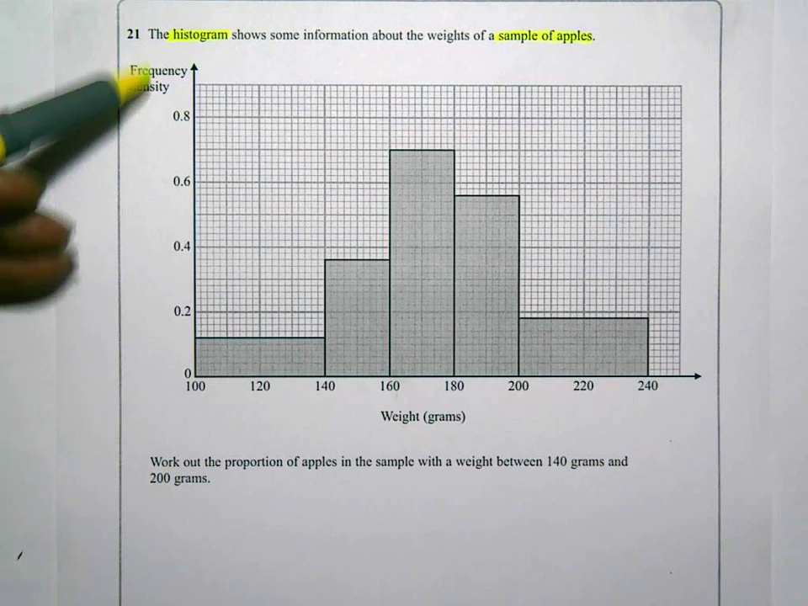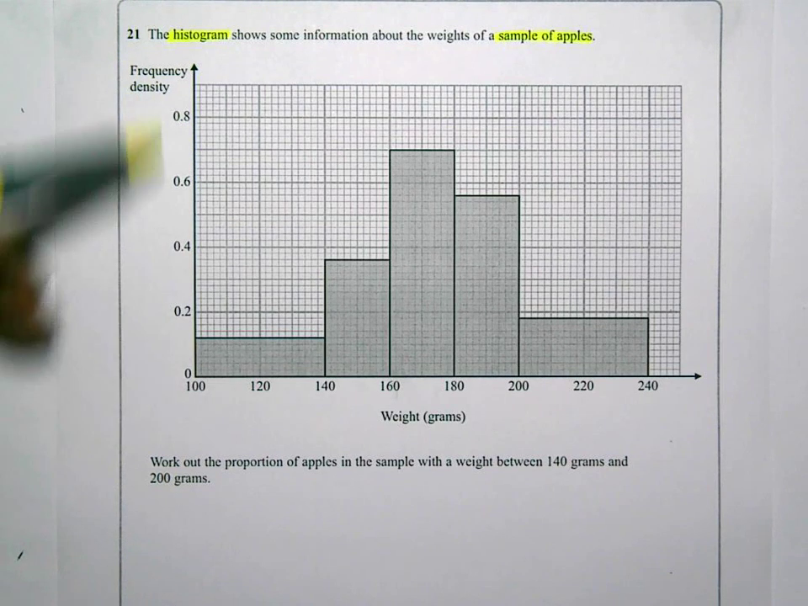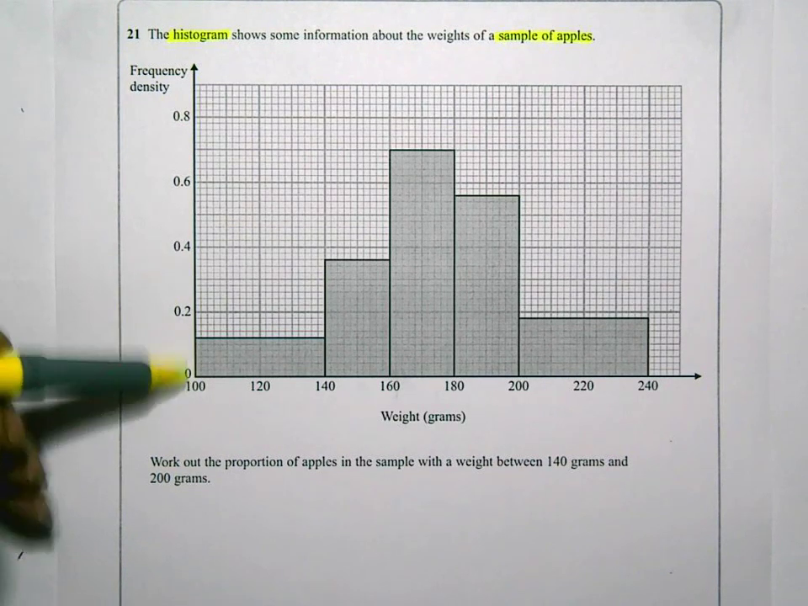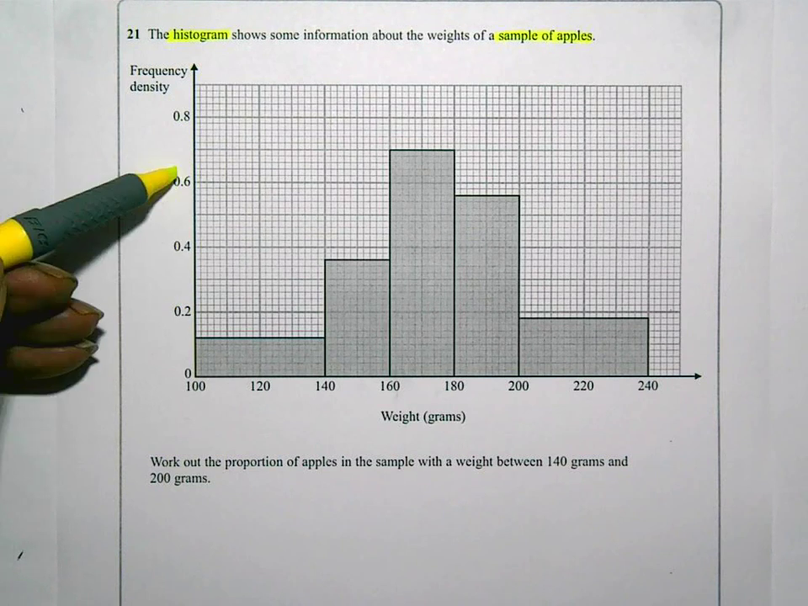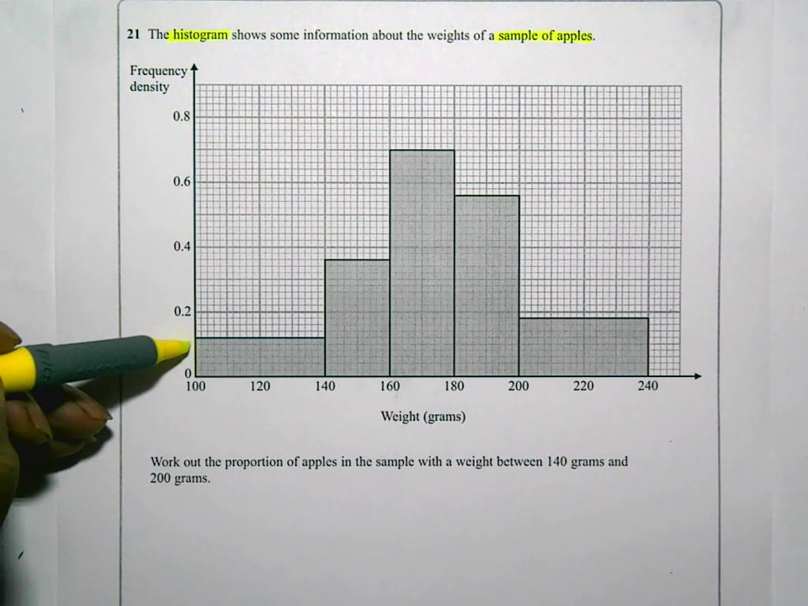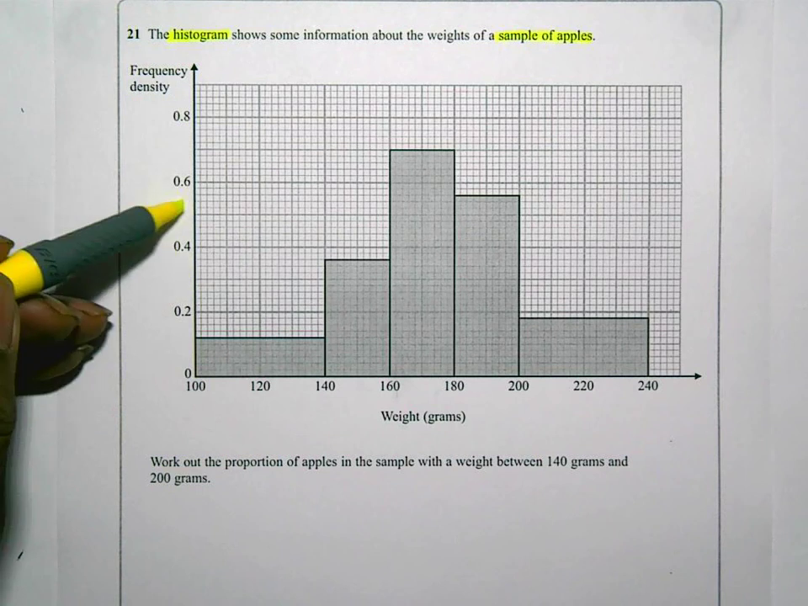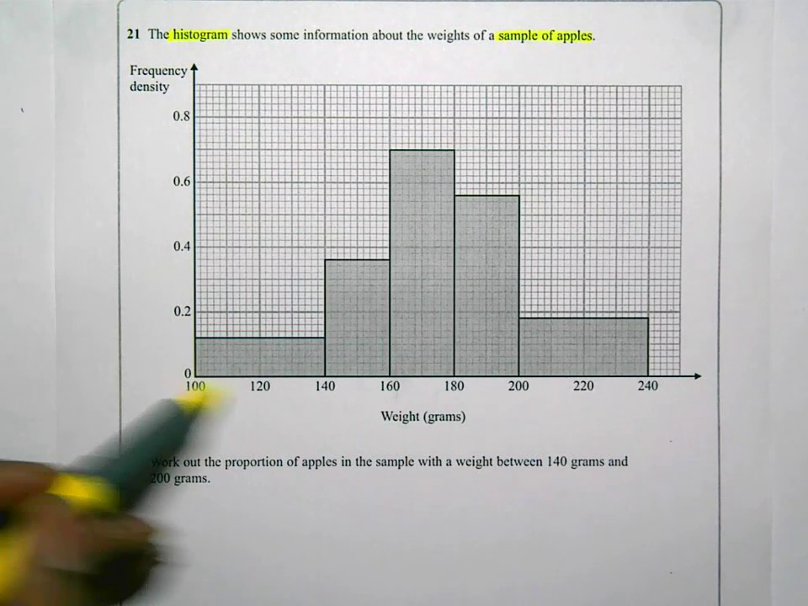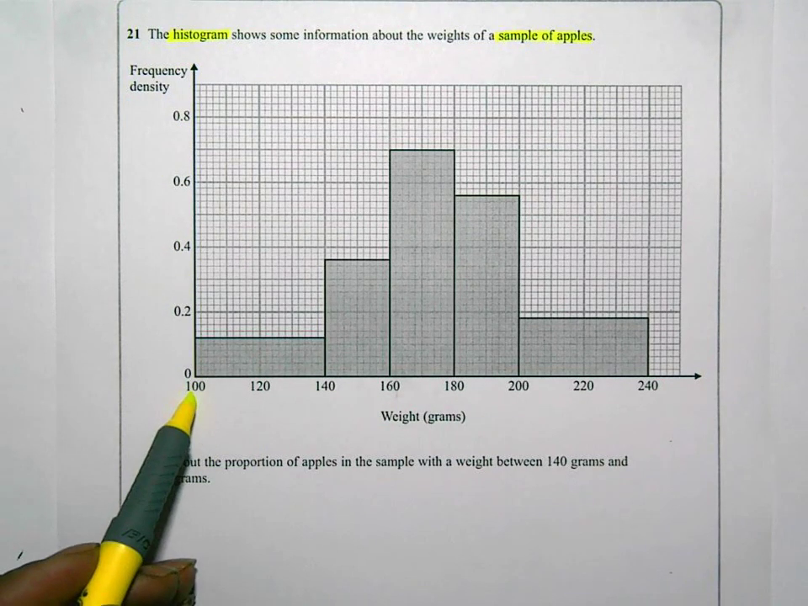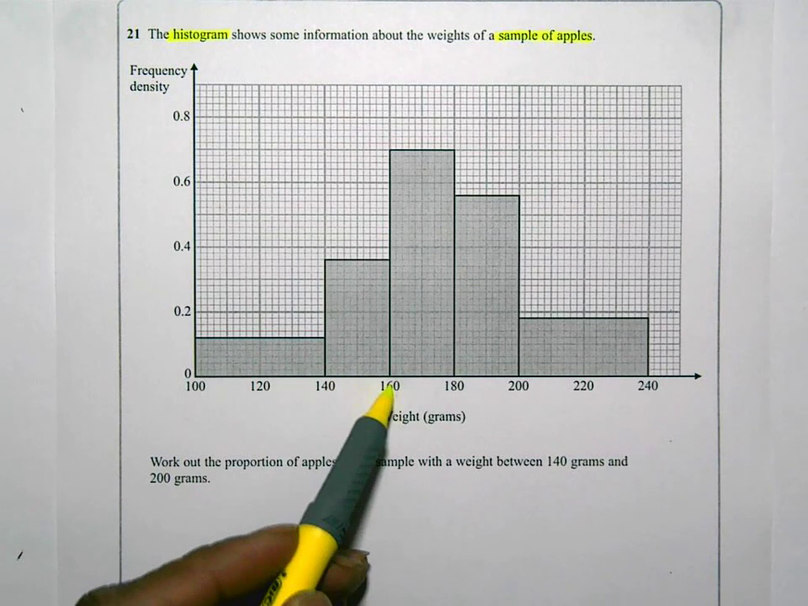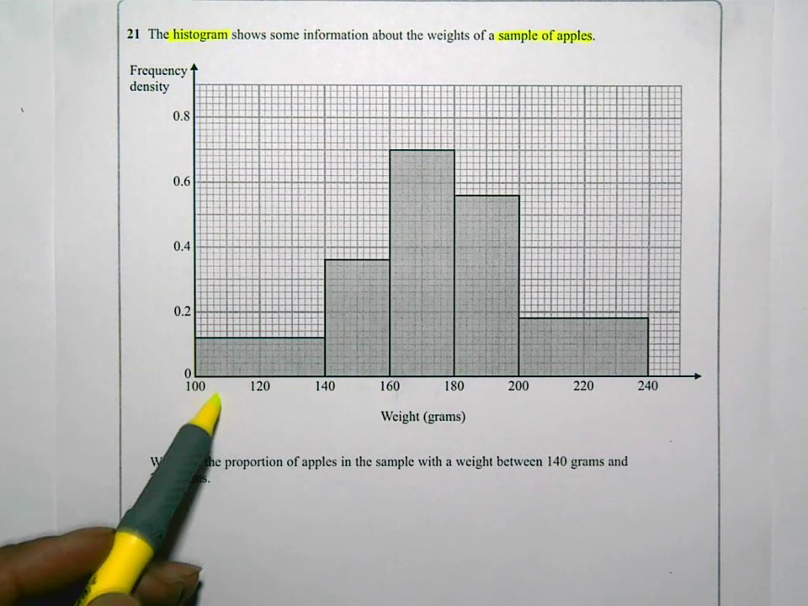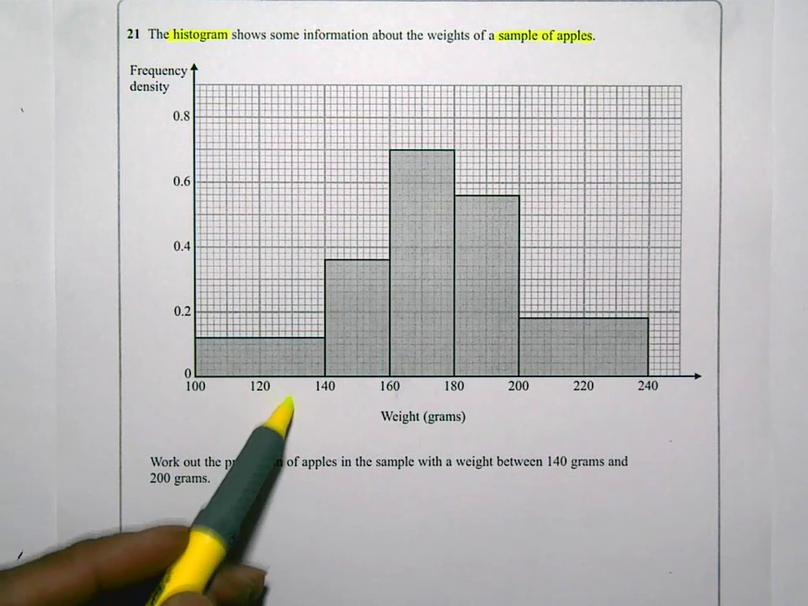So looking at the histogram, here's the frequency density, and there's 0.2, 0.4, 0.6, 0.8, so halfway between is going to be like 0.1, there's 0.3, 0.5, and so on. And then on this scale, it's going up in 20s, so 120, 140, 160, and halfway along I could find like 110, 130, and so on.